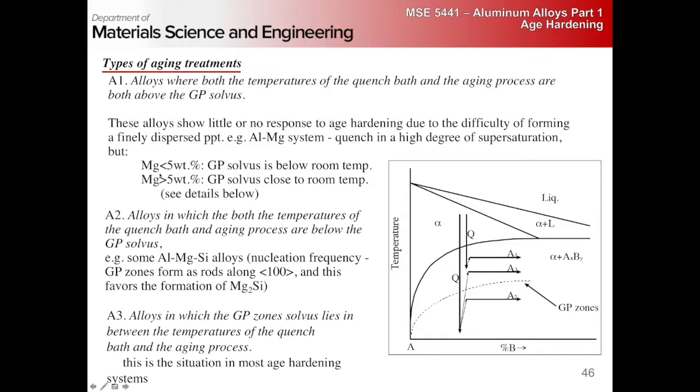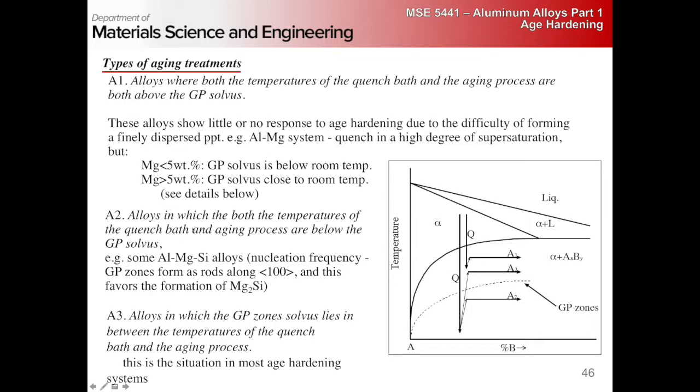Also, in magnesium, if we're under 5 weight%, the GP solvus is going to be below the room temperature, right? We can push up the GP solvus by increasing the magnesium content, but as we'll show later, that bites us because that leads to beta formation on the grain boundary and loss of ductility and decreased resistance to corrosion.